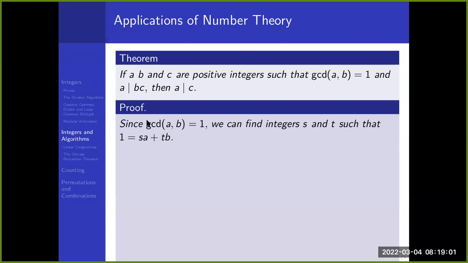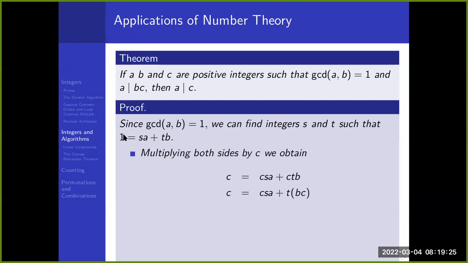Now previously we had made this statement that if we know that the GCD of two integers A and B is equal to 1, we can find another pair of integers S and T such that 1 is equal to SA plus TB. This is always possible using the Euclidean algorithm. We've seen how to do it. So multiplying both sides of this equation by C, we get C is equal to CSA plus CTB, and we can rearrange this so that C and B are here in brackets.